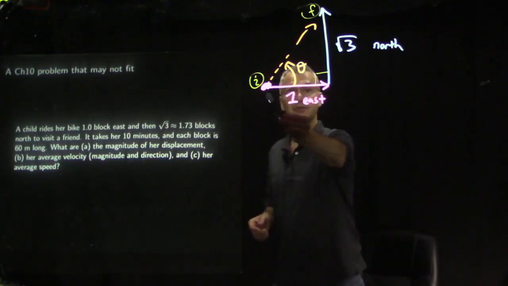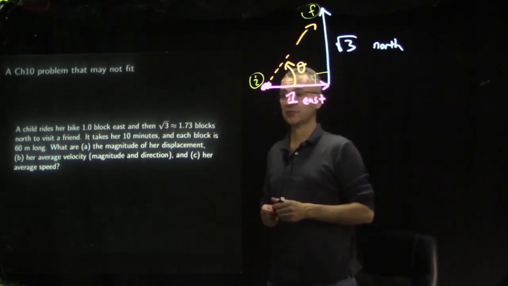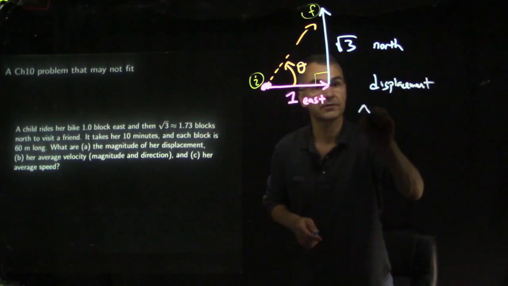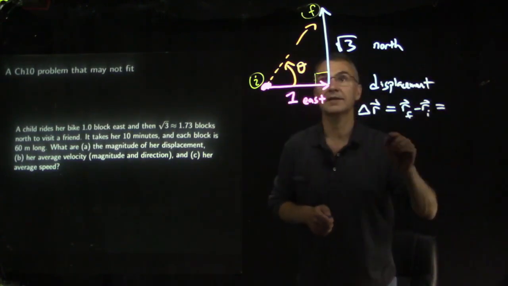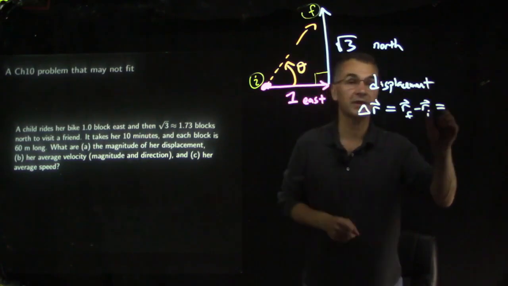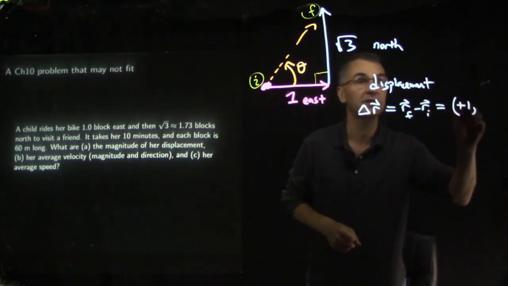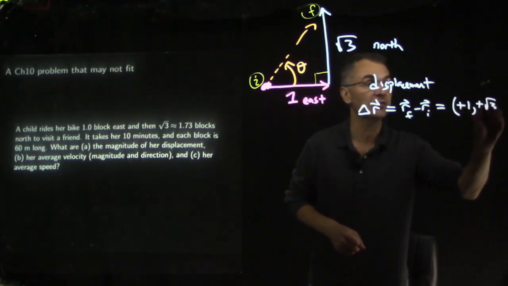So it's a little diagram. She goes 1 block east and then square root of 3 blocks north. So her displacement is delta r, which is r final minus r initial, and that is, in x comma y notation, it is plus 1 comma plus square root of 3 blocks.